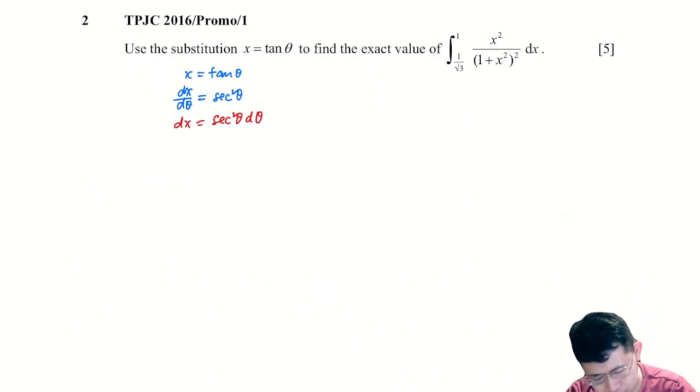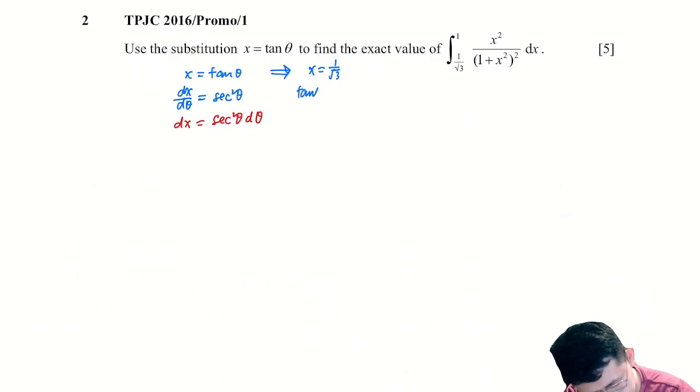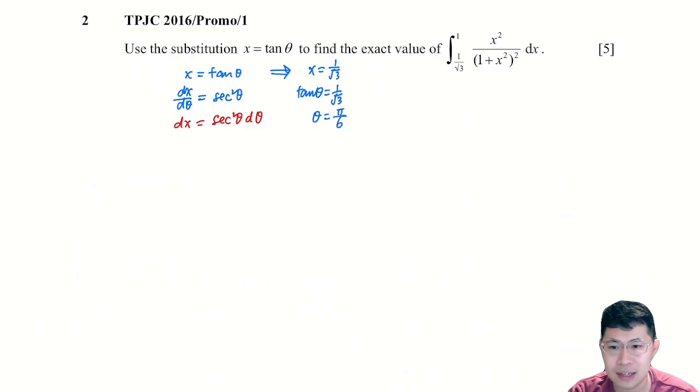Next, we are also going to look for the values of theta. For example, when x is equal to 1 over root 3, this means that tangent theta is equal to 1 over root 3. So theta would be tangent inverse of this, and tangent inverse gives us the angle of 30 degrees or pi over 6 radians.